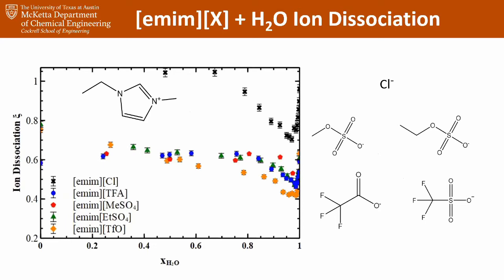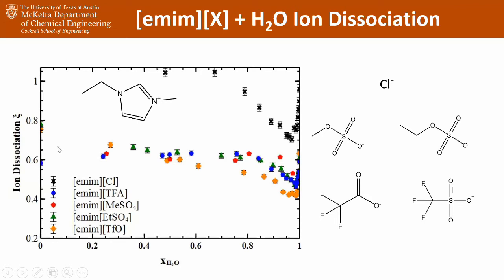Nonetheless, we proceeded, and here are all EMIMs with a variety of different anions in water, all the way from chloride, which is the one at the top, to triflate, which is the one at the bottom. But you'll see that they all do something very strange. And that is that the pure IL is on the left, right?